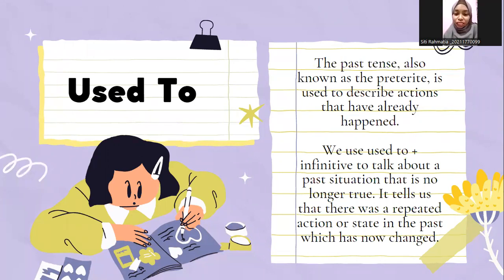Used to, the past tense, also known as the preterite, is used to describe actions that have already happened. For used to, we use used to plus infinitive to talk about a past situation that is no longer true. It tells us that there was a repeated action or state in the past which has now changed. To simplify it, we use it to express something that we regularly, we often did in the past, but now we don't do it again.